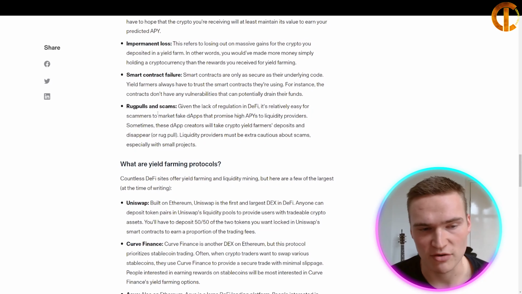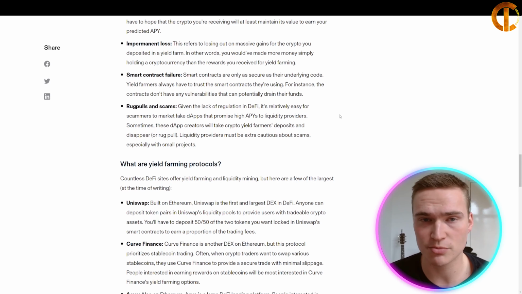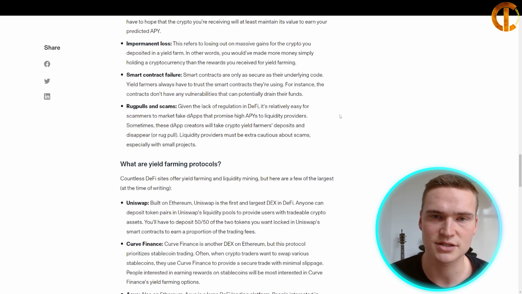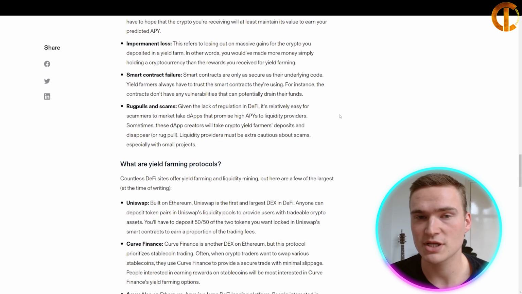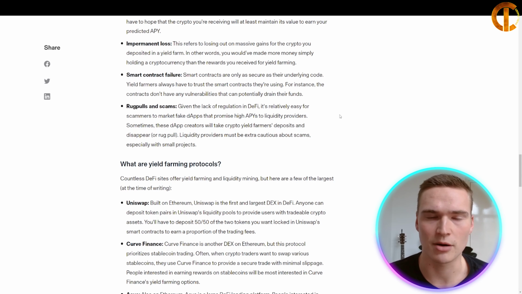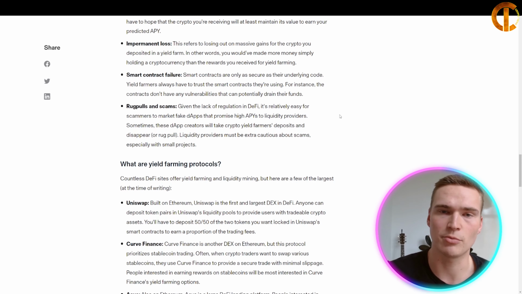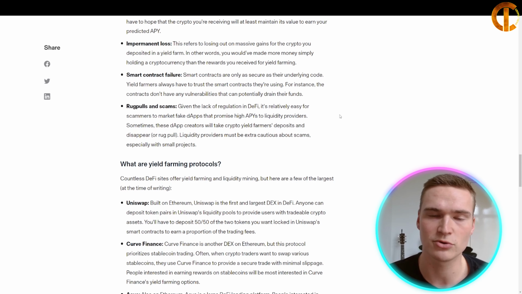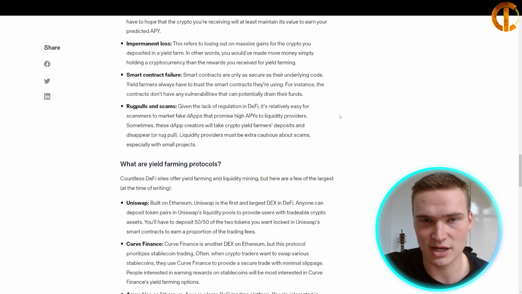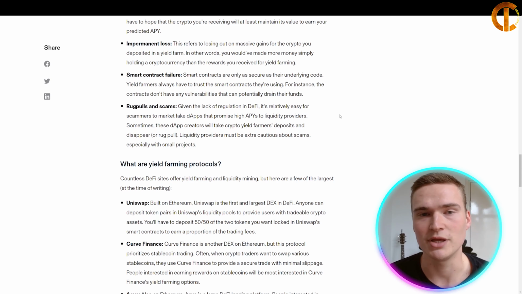And apart from that, you also have rug pulls and scams. Now, if you're smart, you will not fall for this. Just use the normal, standard, great DeFi platforms. But sometimes, liquidity pools usually are the number one source of rug pulls. And people pull all the liquidity from these liquidity pools. And if you put your crypto into that, you will lose everything. So be careful about where you are yield farming.